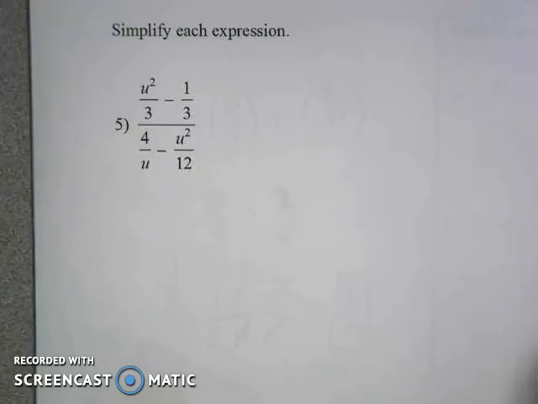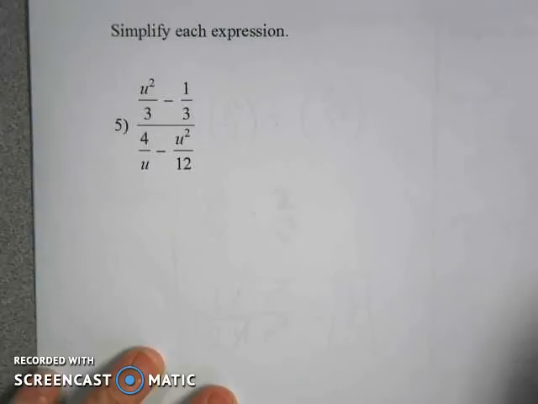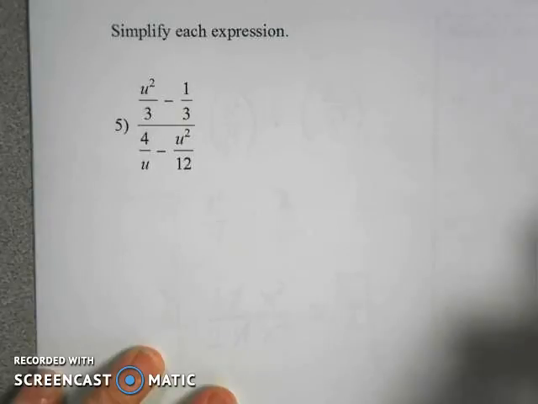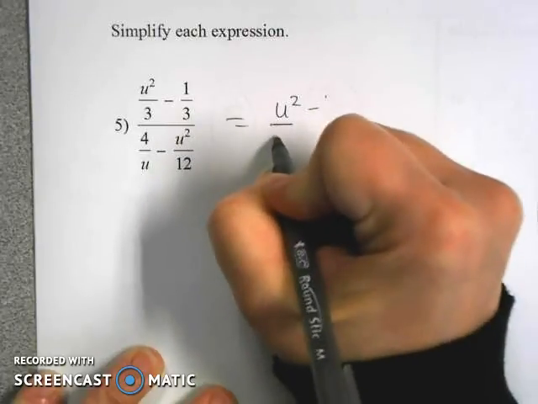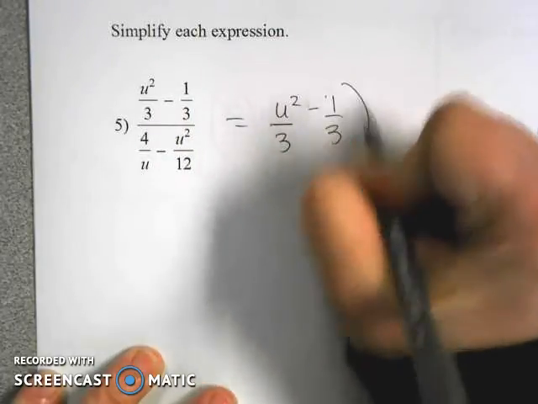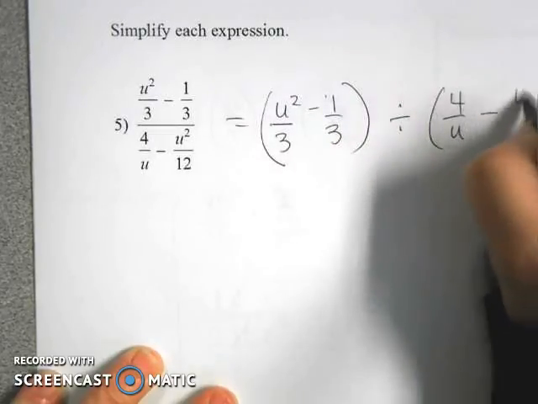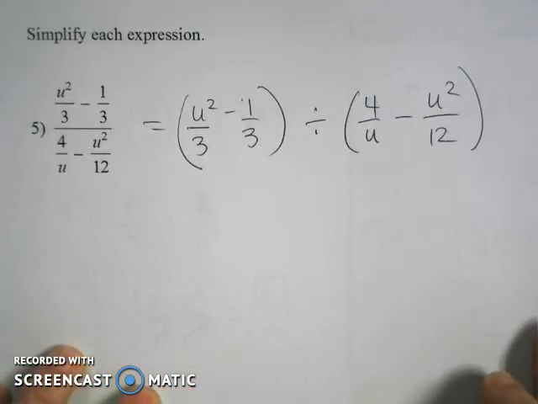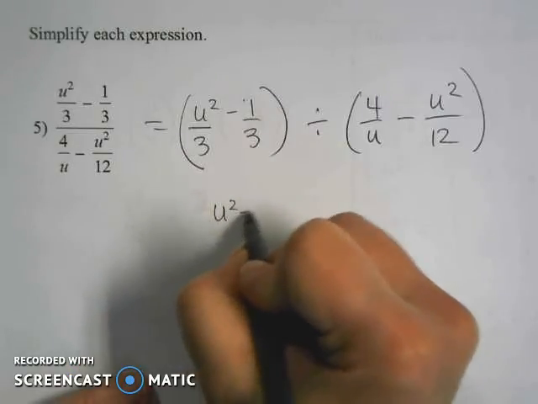Okay, so we're going to give this one more try. This one is a little more fun than the last. So we're going to take a look to see where our fraction bar is. That's our division symbol. And so we have here u squared over 3 minus 1 over 3 divided by 4 over u minus u squared over 12. So within each set of parentheses, I need to take care of the subtraction. I already have a common denominator here, so that's really great. I'm going to just rewrite that as u squared minus 1 over 3.